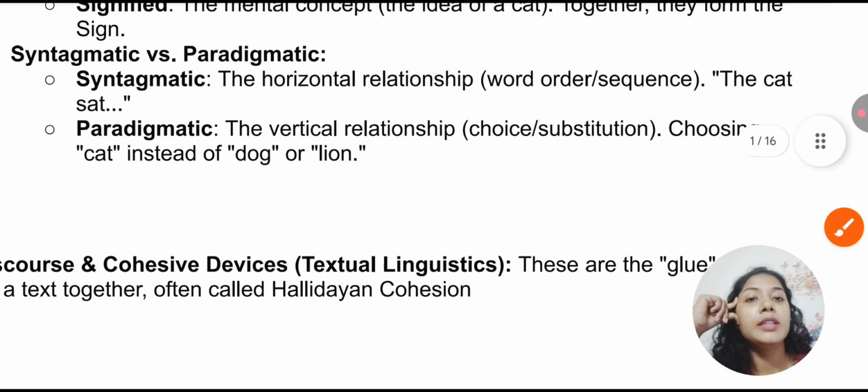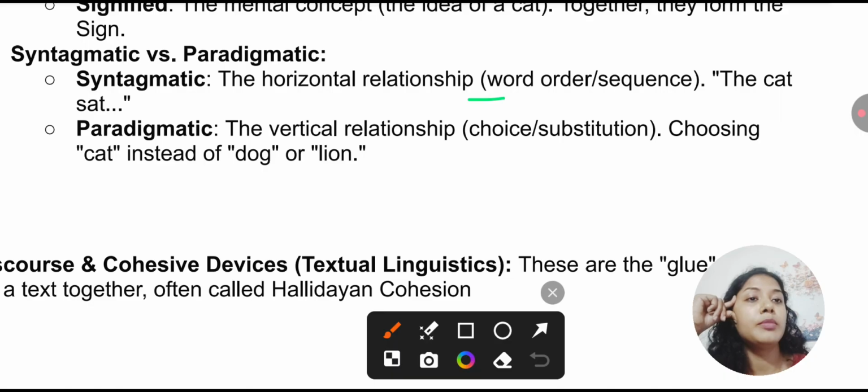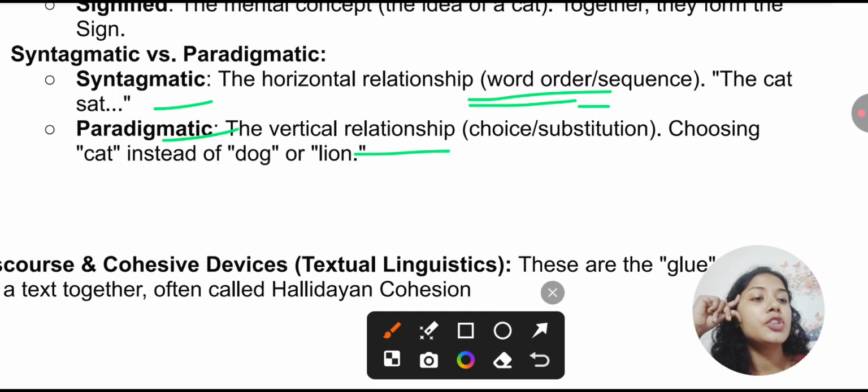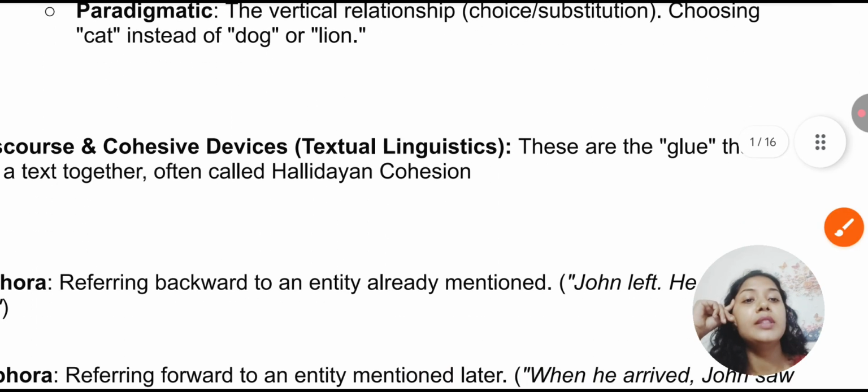Syntagmatic and paradigmatic: syntagmatic is the horizontal relationship, word order or sequence, like "The cat sat." And paradigmatic is the vertical relationship, the words of choice or substitution, the word we use instead of another. So while using "the cat" here, we can use "the dog". "The dog sat" is also possible instead of "the cat". Okay, this is very important.